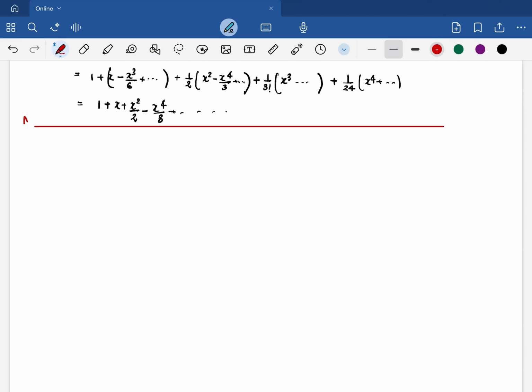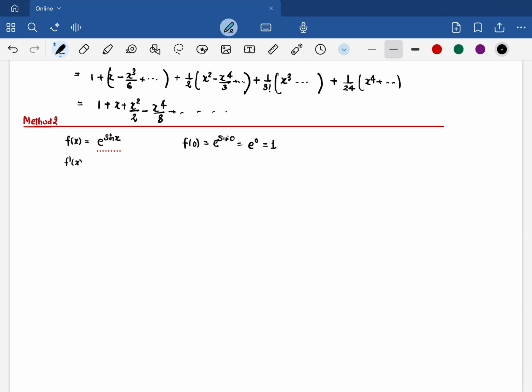This is method number 2. So what is f of x? f of x is nothing but e to the power sin x. So f of 0 will be e to the power sin 0, sin 0 is 0, so e to the power 0 is 1.